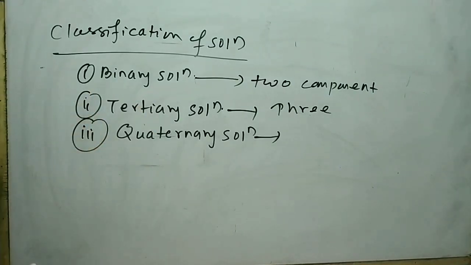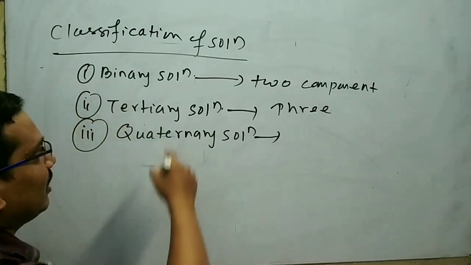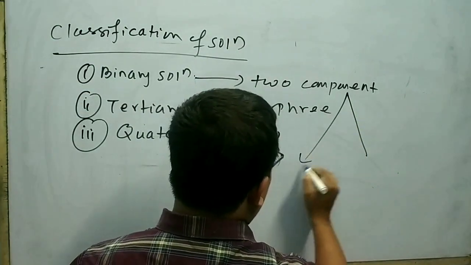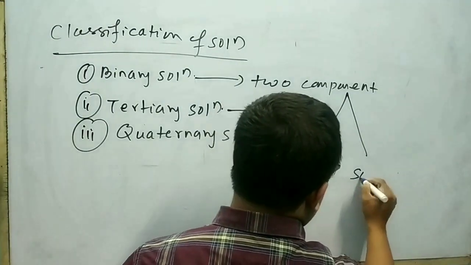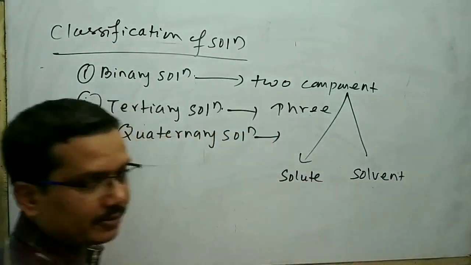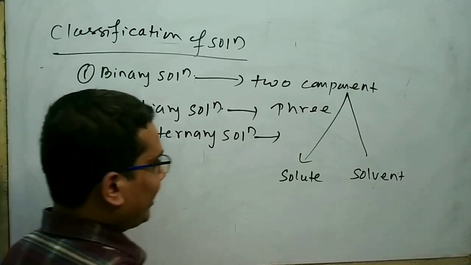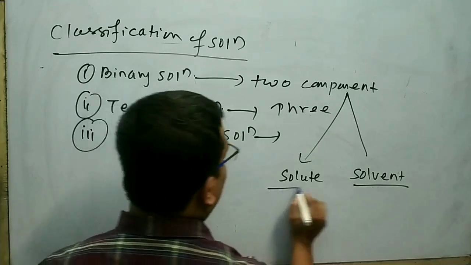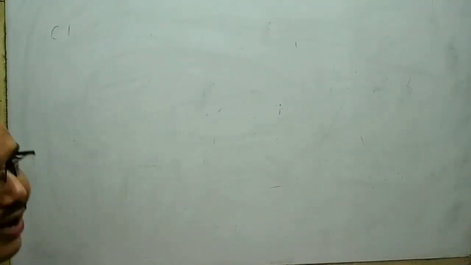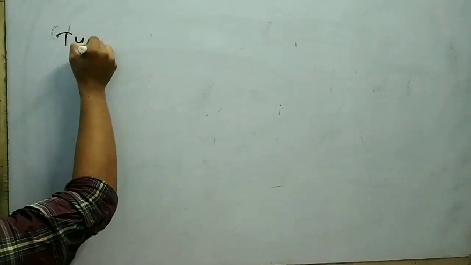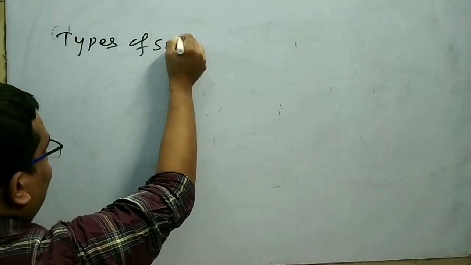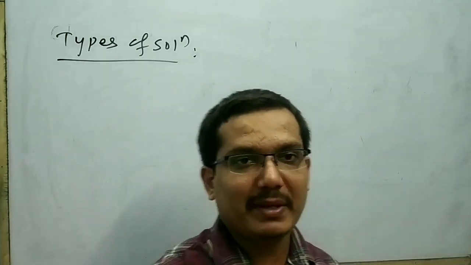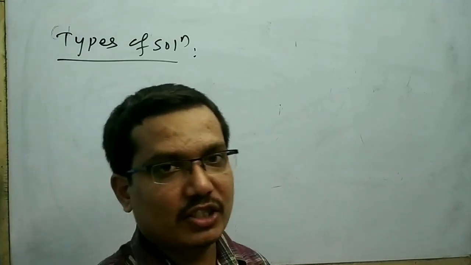In this chapter, generally I discuss the binary solution. In binary solution, one component is your solute, another component is your solvent. The major component in the solution is called solvent. The minor component in the solution is called solute. Now I will explain about the types of solution. Generally we think about the types of binary solution. There are different types of binary solution depending upon the physical state of the solute and solvent.